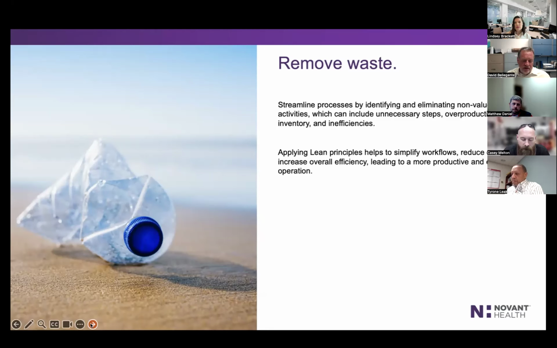Okay, removing waste. So we've talked about this. I think everybody's got a pretty good handle on what that is. This is just reiterating what that looks like: unnecessary steps, overproduction, excess inventory, and inefficiencies, using these lean principles to simplify workflows, reduce cost, and increase overall efficiency. These are all wastes that we've identified and actually talked quite a bit about today. So I think we're pretty well defined on our waste.